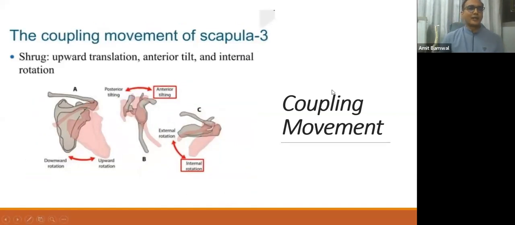What is the next coupling movement? It is like a shrug, the elevation of the shoulder. It comprises 3 movements: upward translation, anterior tilting, and internal rotation. I will explain it once more. Upward translation, anterior tilting, and internal rotation, like this. It just goes like this.